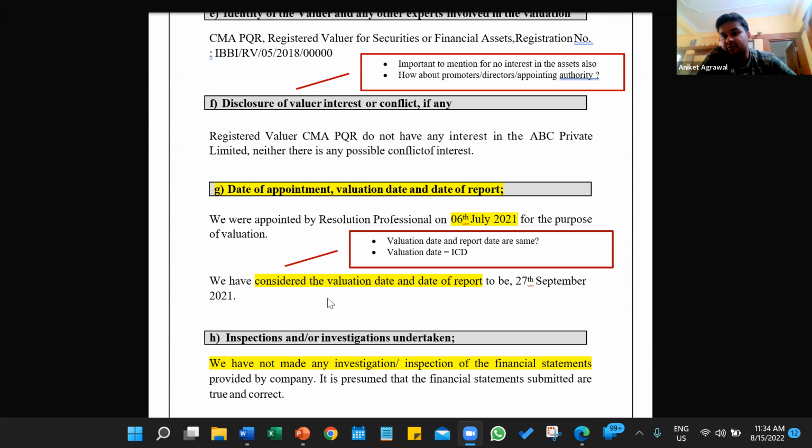May I come in, sir? Sure, sure. Actually, we value the properties on an as is, where is basis on the date of inspection.